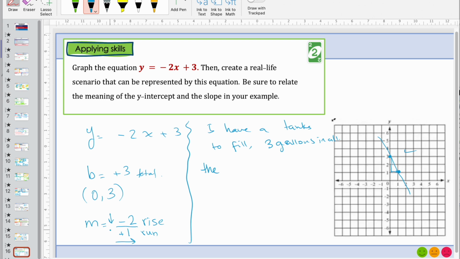The negative 2, which is the slope, I can say that it's the rate of change in level of water. It changes 2 gallons per 1 minute. So the rate of change is 2 gallons per 1 minute. So I'm filling it, so I'm decreasing how much I have to fill. That's it.